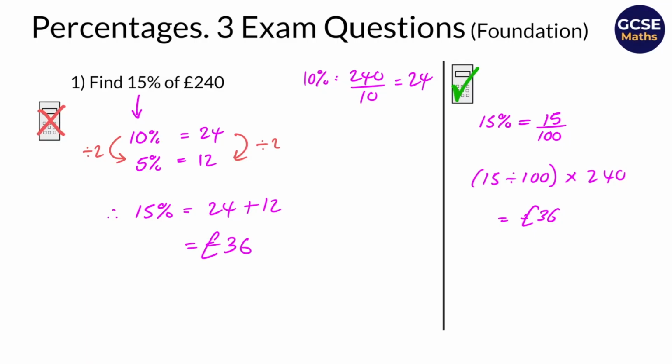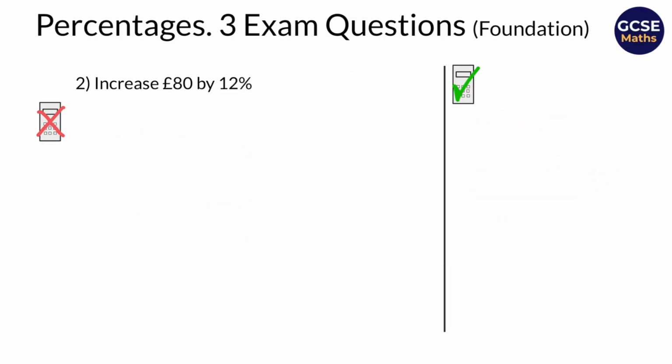So a quick recap. Non-calculator method to find 15%, just split it into simple percentages like 10s and 5s, or 25% or 50%. With a calculator, don't be afraid of putting it all in one calculation. This second question looks a lot harder, but really it's not. The key word is increase.